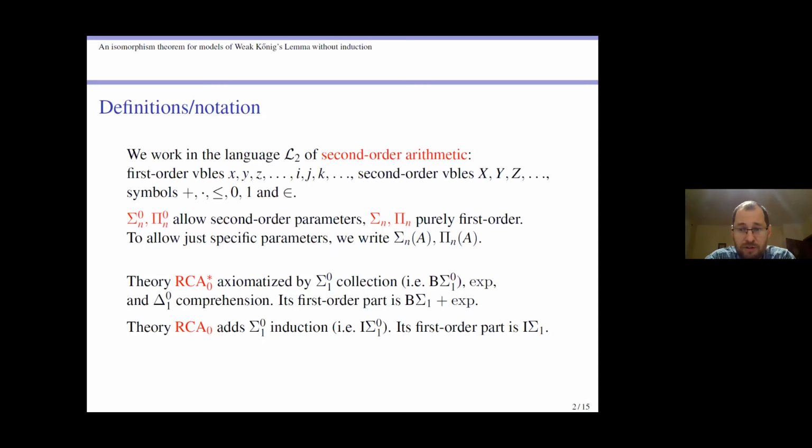This theory is fully conservative over B sigma 1 plus exp. So its first-order part is sigma 1 collection plus exp. The usual base theory that people in reverse mathematics use adds sigma 0 1 induction on top of that. So we have induction for properties that are recursively enumerable relative to whatever other sets you might already have in your second-order universe. That theory is called RC0. RCA stands for recursive comprehension axiom. And the first-order part of RC0 is I sigma 1.